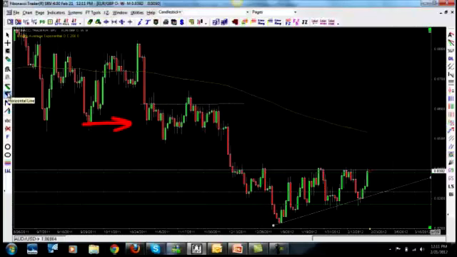And not all the ranges are going to be perfect, but you can see that for the most part, price is boom, boom, boom, boom. Now, then it broke out down into another range, and it got into another range. 80% of the time, a currency pair will trade within a range. So our goal is to trade these ranges.